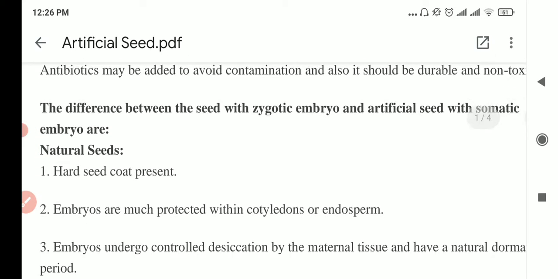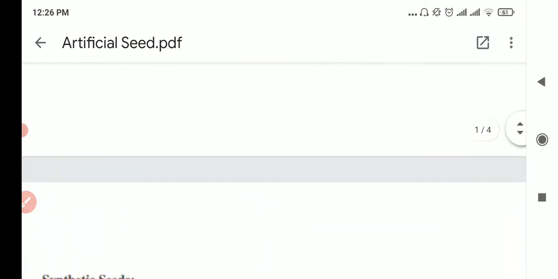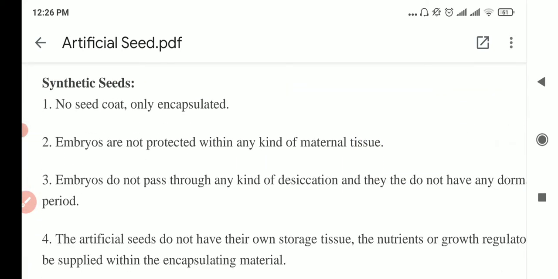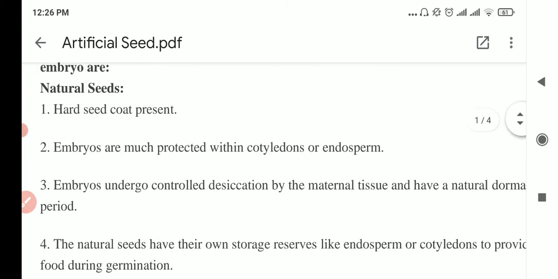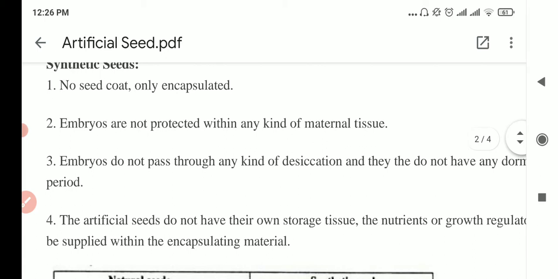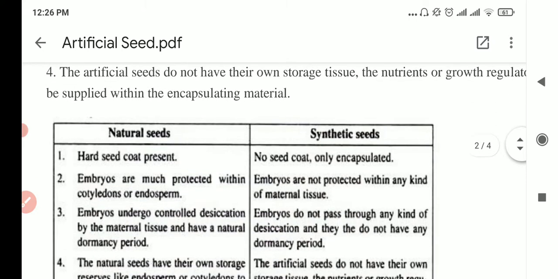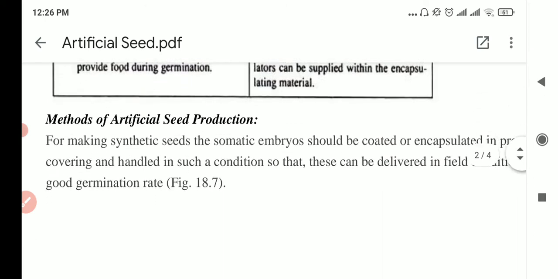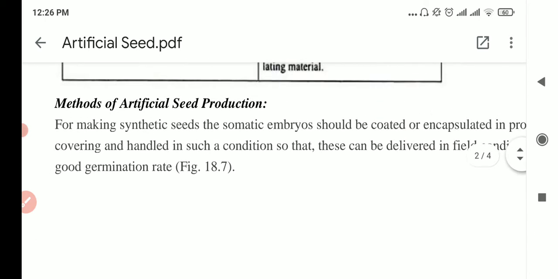Now here are some differences between the natural seed and the artificial seed. This one you go through by yourself. Like, natural seed has a hard seed coat, then it has cotyledon, endosperm, etc. Then in the synthetic seed, there's no seed coat, only some sort of a capsule is there. You go through this one by yourself. I'm more concerned about your concepts, about concept building. So that's the difference between the natural and artificial. Now let's look at how to create these artificial seeds.